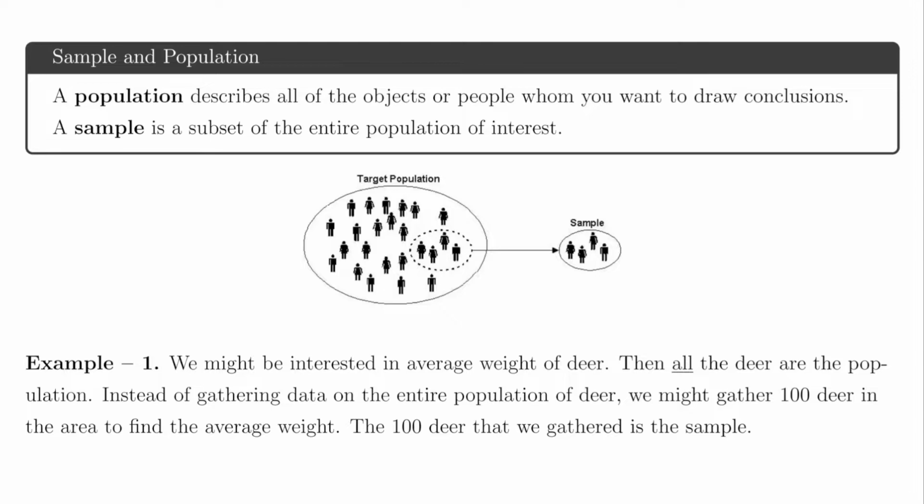So here in this example, if we're interested in the average weight of a particular deer species, then all the deer of that species are our population. However, we can't measure all the deer in the given population. So instead, we might be able to find a sample of 100 deer in the area to weigh and find their average weight. The average weight of these 100 deer that we found is information about the sample that we can then expand out to generalizations about the population.